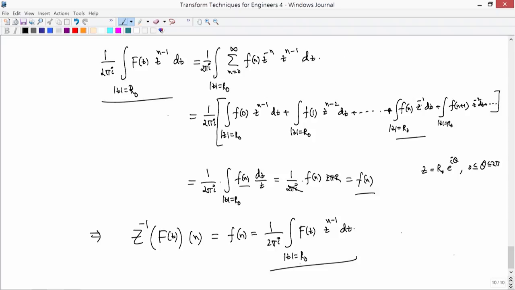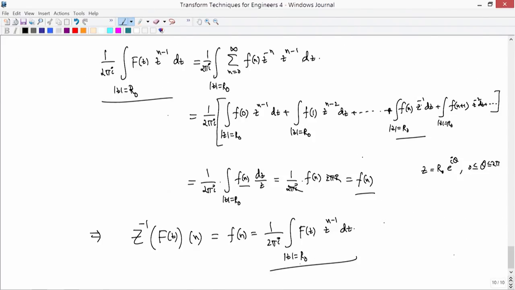For elementary functions you can recognize what the inverse is. If capital F of z is a complicated function, but you know its domain of analyticity, you can consider all its singular points, choose some circle that encloses all these singular points of F of z, and evaluate this integral. That is your f of n. So that is your inverse. Okay, so this is how you can get the inverse.